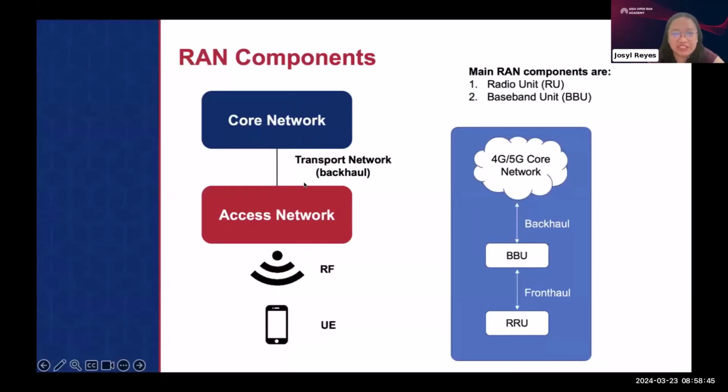So just an overview again of the RAN components. We already have learned about the core, the transport, and the access networks. And our main focus really is on the access networks. And the main RAN components are the radio unit or the remote radio unit, or RU, nearest the antenna, and the baseband unit, mostly more on the signal processing end, but later we'll be able to see more detail on the protocols under this baseband unit. Okay, connecting the baseband unit and the remote radio unit is the fronthaul interface. And the baseband unit to the core is the backhaul interface, or also the transport network.